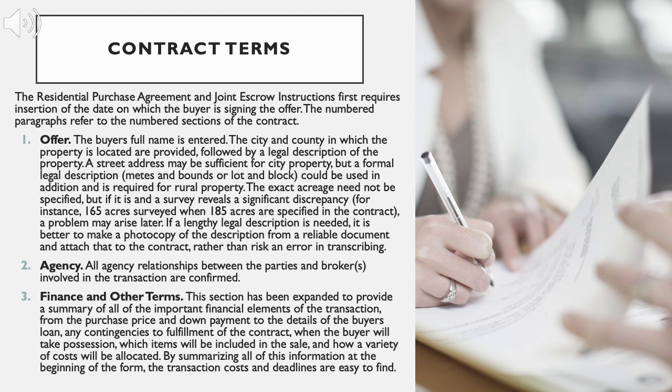A street address may be sufficient for city property, but a formal legal description, metes and bounds or lot and block, could be used in addition and is required for rural property. The exact acreage need not be specified, but if it is and a survey reveals a significant discrepancy, for instance, 165 acres surveyed when 185 acres are specified in the contract, a problem may arise later.